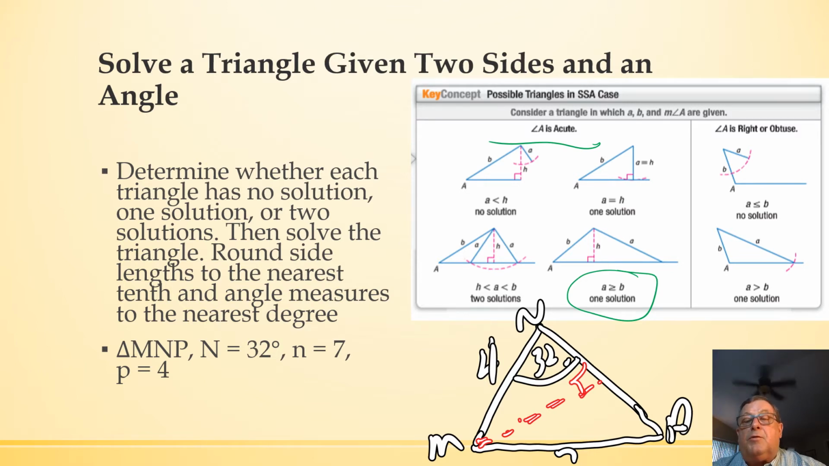But we also need to double check the height, because if the height of the triangle is greater than the side opposite the angle we know, there could also be no solution. You see here that I drew in this shadowed red line, which represents the height. Drawing that perpendicular to segment NP gives us the right angle, and from there we can find the height.